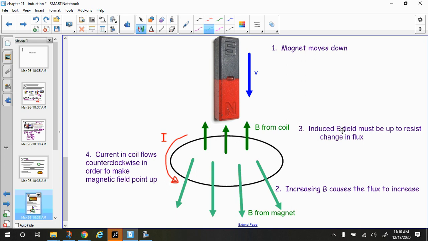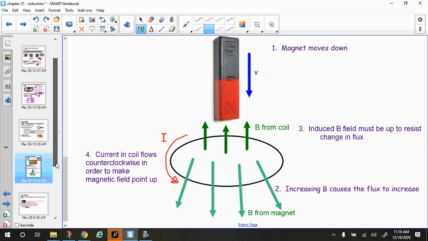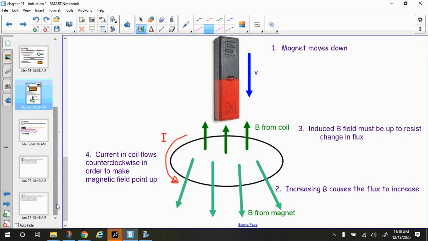So the induced magnetic field is going to be up to oppose that change. The change is down and increasing, so to oppose it, I'm going to have my induced magnetic field be up. Then I can use my right hand rule. My thumb is up, my fingers curl in the counterclockwise direction, and that shows the direction of the induced current, which is shown by Lenz's law.